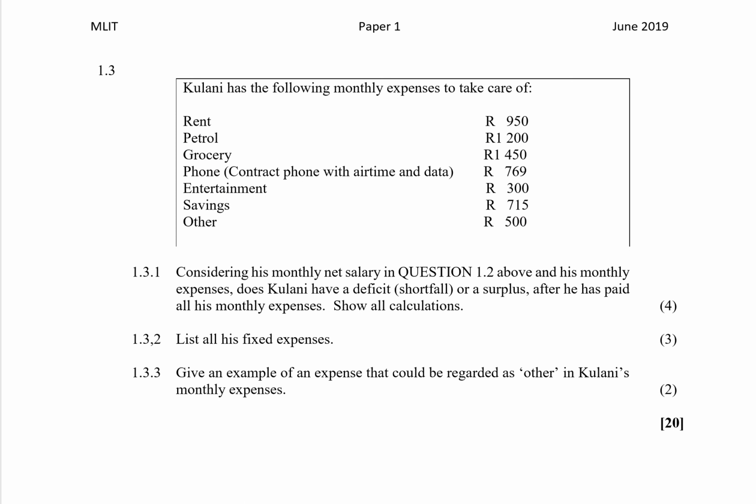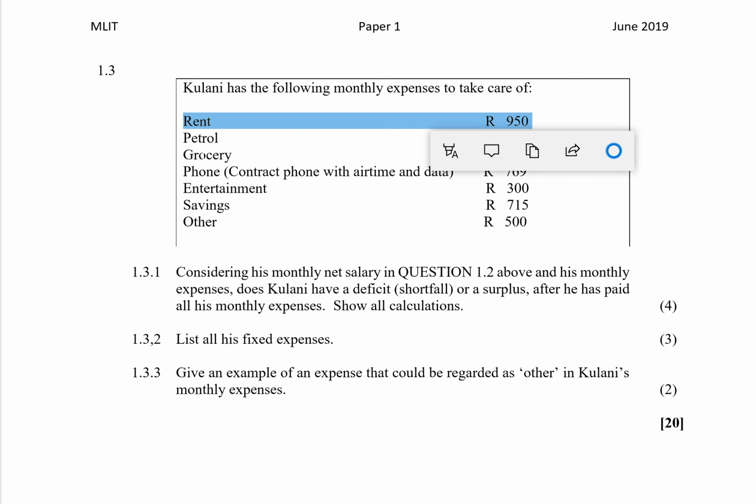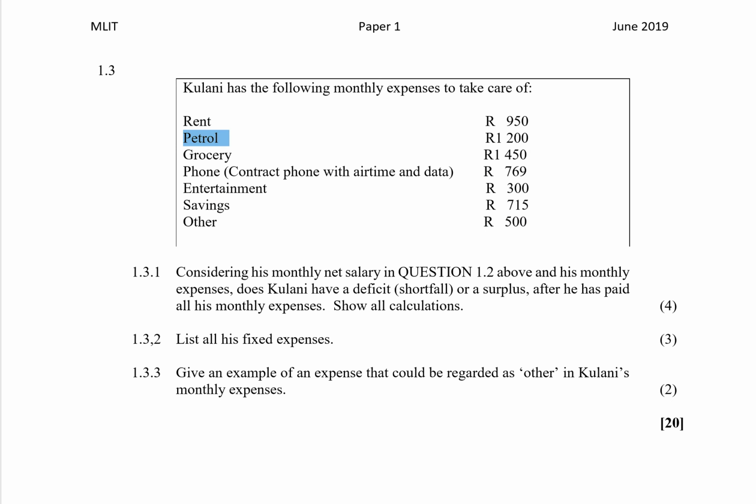1.3.2, list all his fixed expenses. So remember, fixed expenses are expenses that do not change from month to month. They are fixed expenses, and often they are deducted from our salaries in the form of a debit order. Right, so rent is definitely one of those. Rent will stay the same for at least a period of 1 year. Petrol cannot be a fixed expense. This will be variable. Groceries as well. They mentioned that the phone expenses is a contract, so therefore we can take that as a fixed expense.